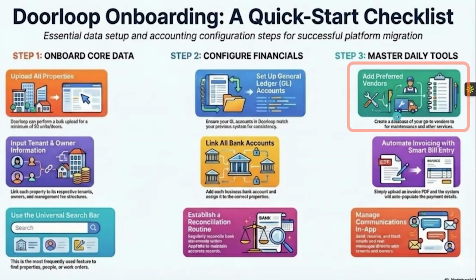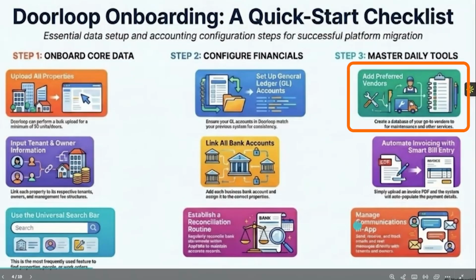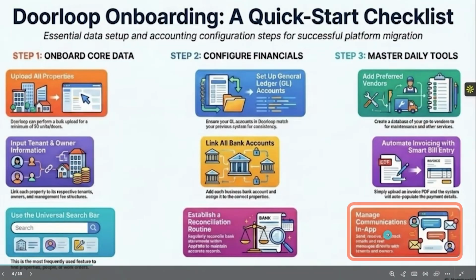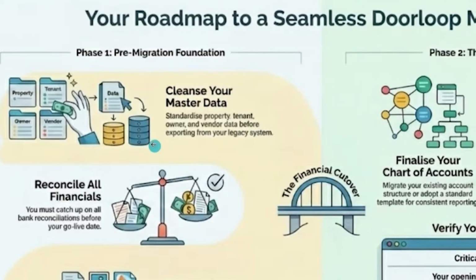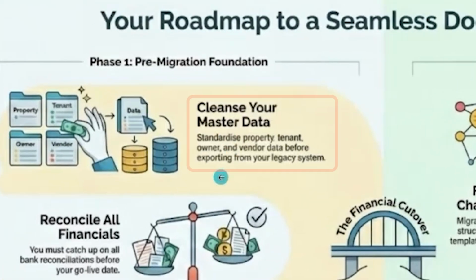Similarly, add your preferred vendors to the system and manage all the communications, whether it is email or SMS, within the system so that it is easy to track. As part of the DoorLoop migration, we have to make sure that you clean your data. You don't want garbage data to come in from your legacy system. If you have data that has not been managed, you don't want to bring it here because it will be much more expensive, too much work. So you make sure all this data is clean and only required.